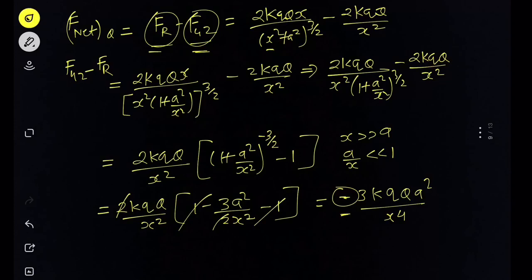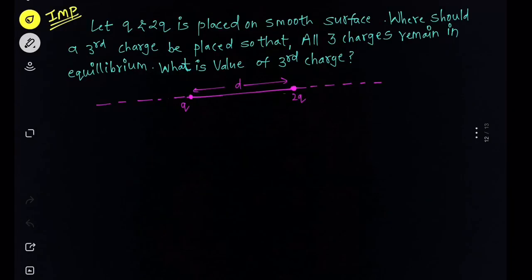Now let's move ahead with another question. This is the interesting part of this video. Here we have two charges separated at distance d, charge q and 2q. Now what is the question? These are put on a smooth surface, and we have to put a third charge. We don't know whether the charge is positive or negative, or what the value of that charge is. We just have to put the third charge so that the equilibrium does not get disturbed. It means these charges should be at rest, and that third charge also should be at rest.